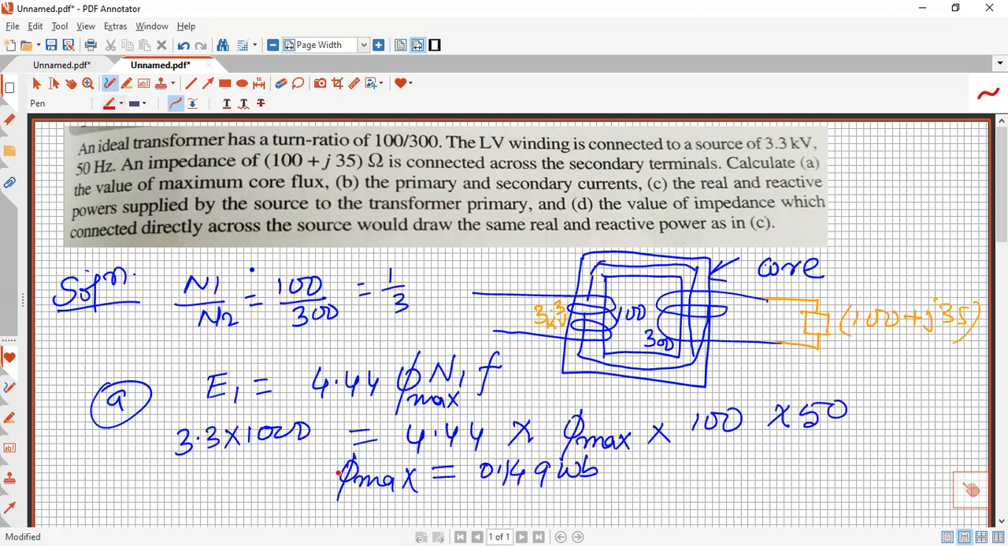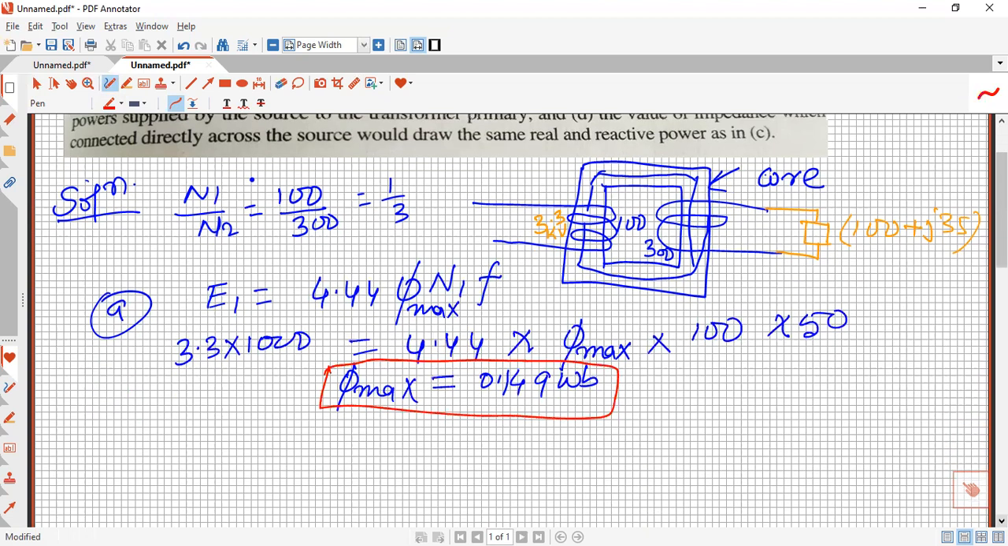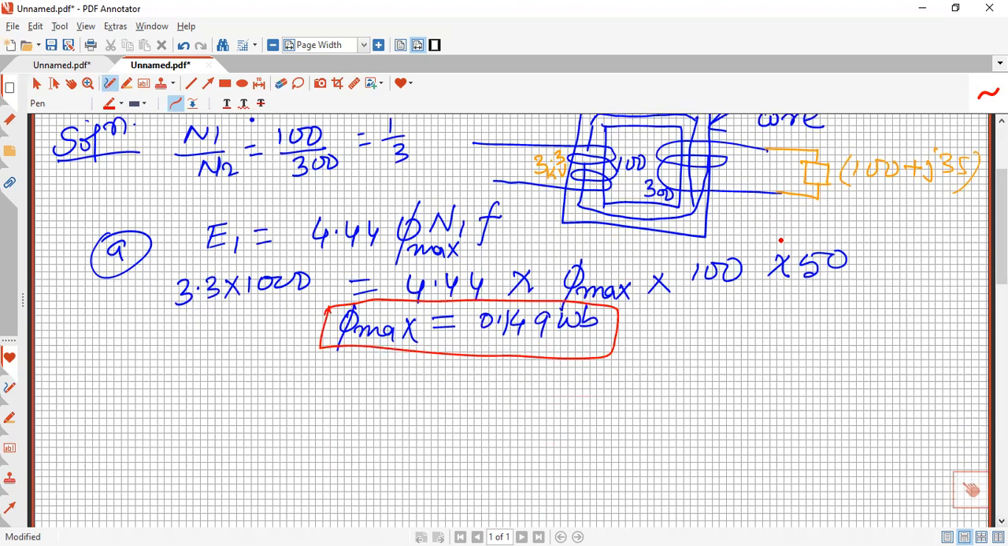Now we go for part number 2. Part 1 is over, so let us see part B. Part B is to calculate the primary and secondary current. Here the secondary impedance is given. Secondary impedance is this much.